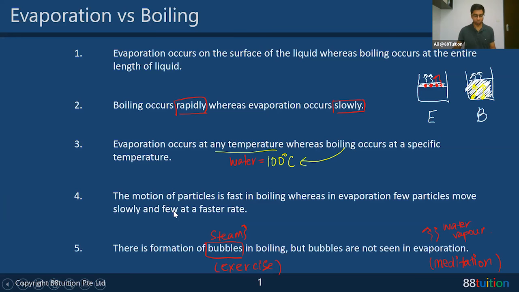Number 4, motion of particles is fast in boiling, versus evaporation, where few particles move slowly and few at a faster rate. Why? Because of this: few are fast and few are slow. The highlighted part, the one that is shaded on top, is the only one that is fast, whereas in boiling, everywhere is fast moving. Basically the action of evaporation is taking energetic particles away from the surface, so that means they are very fast. Fast means high energy.